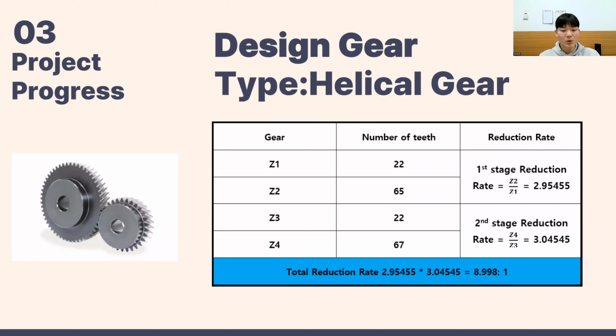After that, we had to design a gear. Our professor gave us a specific reduction ratio of 9:1, so we decided the number of teeth in the gears to be 22, 65, 22, and 67, so that the first stage reduction ratio will be 2.95 and the second stage reduction ratio will be 3.04. So if you multiply those two numbers, it's going to be a total of 9.